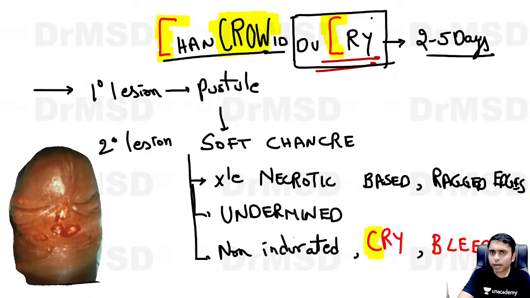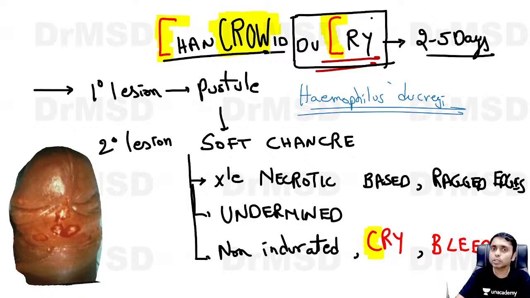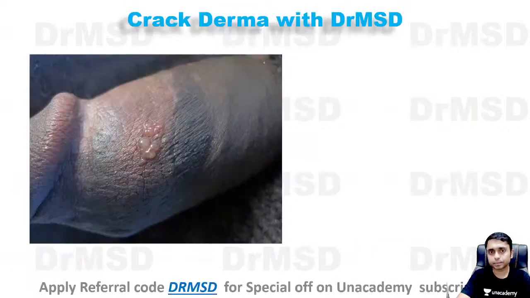And chancroid is caused by, I hope all of you know this very famous trick, Haemophilus ducreyi. Haemophilus ducreyi is responsible for causing chancroid. And can anyone try to identify what is the disease which I am showing you here?